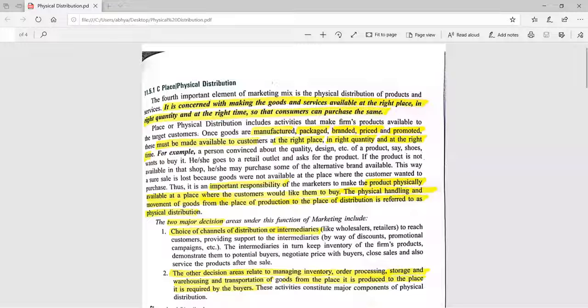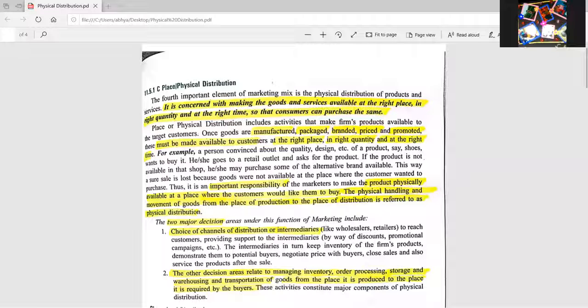Because in product mix we have taken all the decisions about the product, like what will be the brand name of the product, what will be its brand mark, whether we will be getting it registered or not. All these decisions we have taken in product mix. Then what will be the packaging of the product, then how we will be preparing the label of the product, what important information we should be giving on the label of the product. So all these decisions we have taken in product mix.